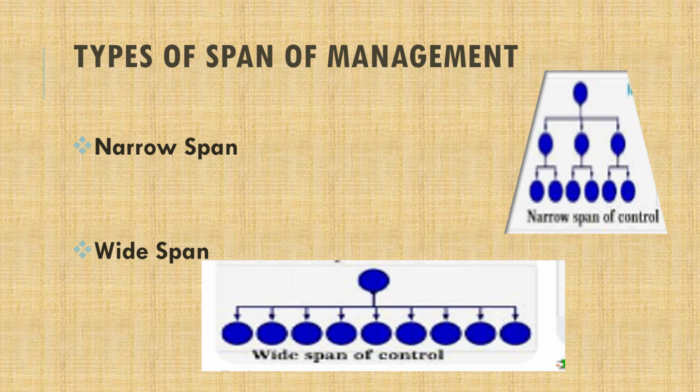Another one, in brief, is wide span of management. A wide span means a manager oversees many subordinates, leading to a flatter organizational structure. Many subordinates are controlled, supervised or managed by the manager. That's why the structure is a flat structure. So now let us see in detail the different spans of management.